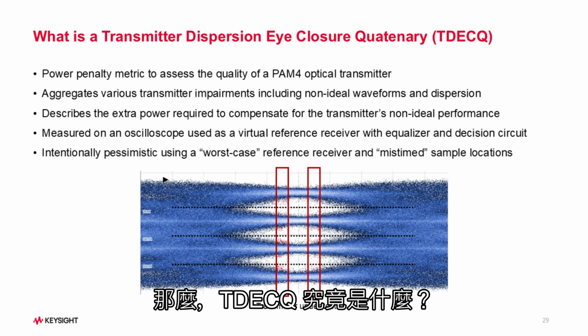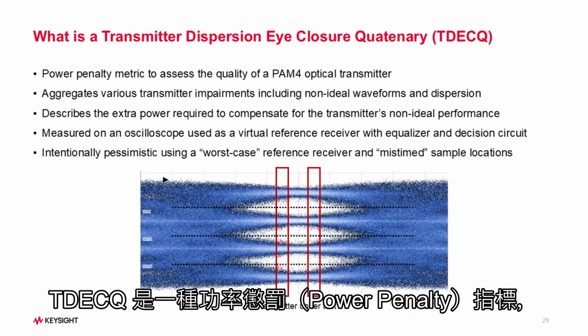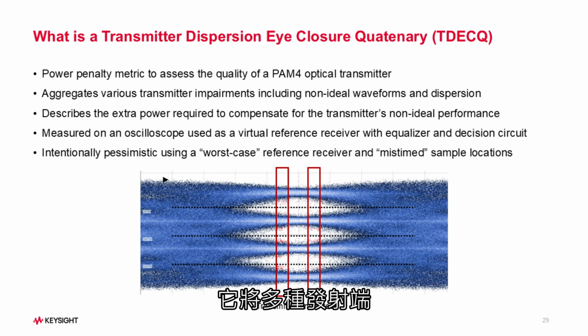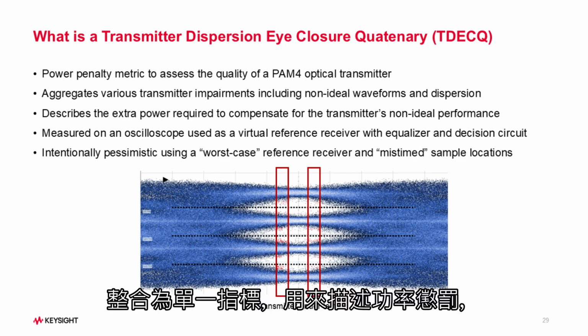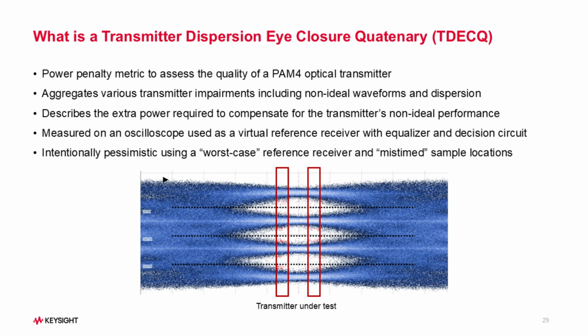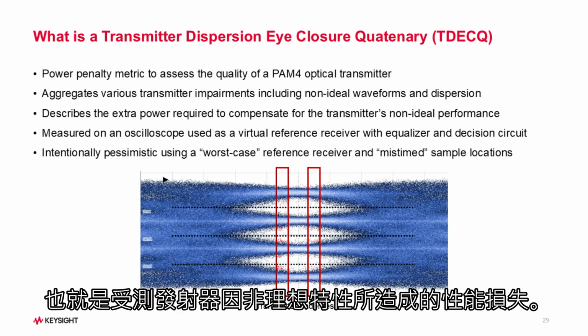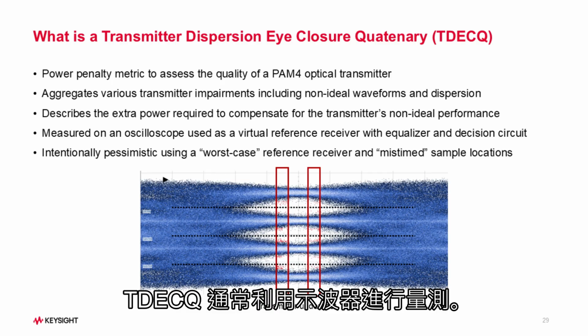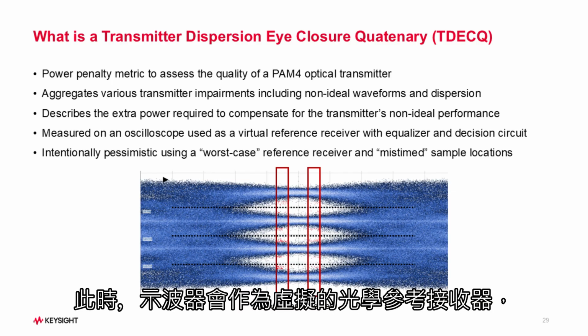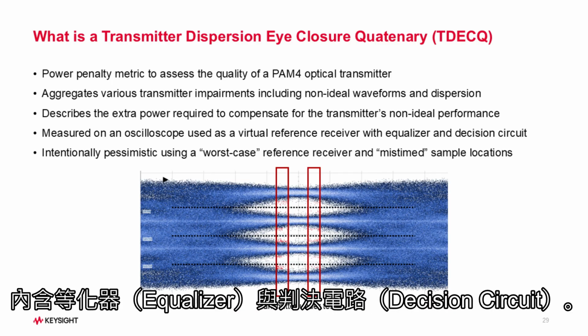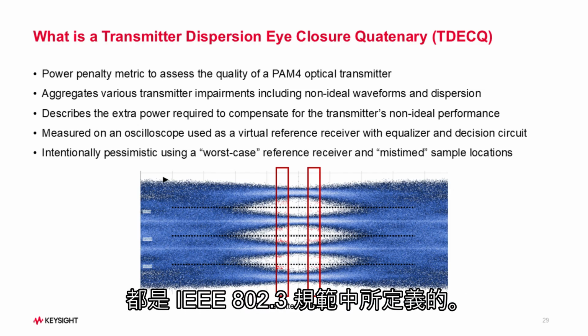So what exactly is TDECQ? TDECQ is a power penalty metric that aggregates multiple transmitter and fiber impairments into a single metric that describes the power penalty for the non-ideal performance of a transmitter under test. TDECQ is typically measured on a scope. The scope in this case is used as a virtual optical reference receiver with an equalizer and a decision circuit that the specification would call out in the 802.3 specifications.